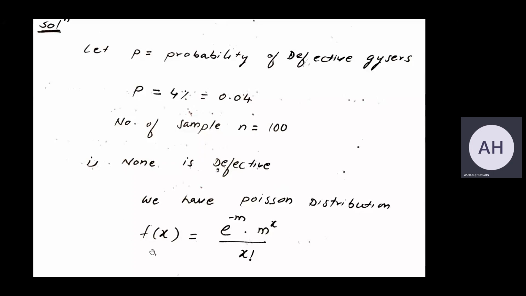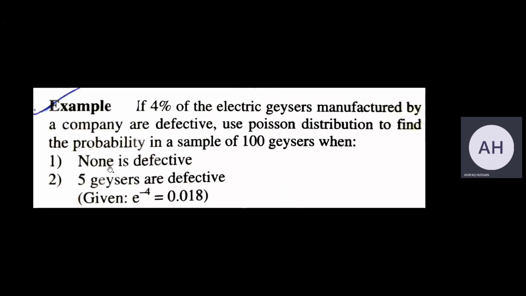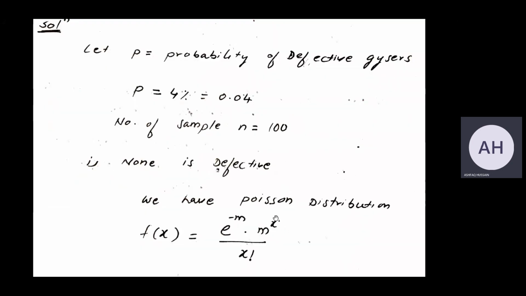So use the Poisson distribution equation, f of x is equal to e raised to minus m, m raised to x, divided by x factorial. Then how do we calculate m and x? x is the actual value given in the question. None is defective means there is no defect, so x is 0, and 5 geysers are defective means x is 5. Now we have the values of x, the actual values given in the question, 0 and 5. We need to calculate f of 0 and f of 5 in order to calculate the distribution.